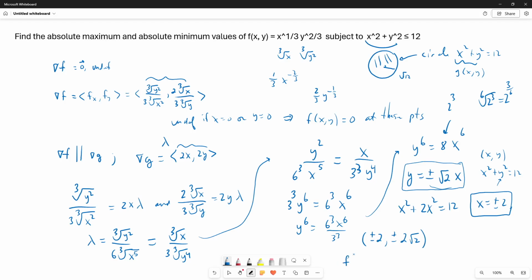So f of 2 comma 2 root 2, for example. So we need the cube root of x, that's the cube root of 2. And then we need the cube root of y squared. Well, y is 2 root 2, which is the same as the square root of 8. If we square that, we get 8, and then take the cube root, and we get 2. So we had 2 times the cube root of 2. And if we plug in both negatives, we'll get the exact same output, because a negative times a negative here would be a positive.